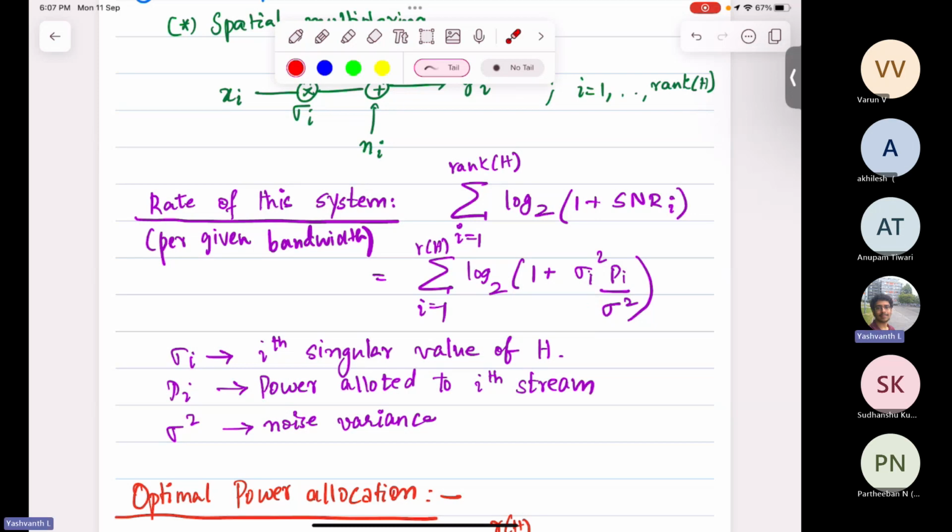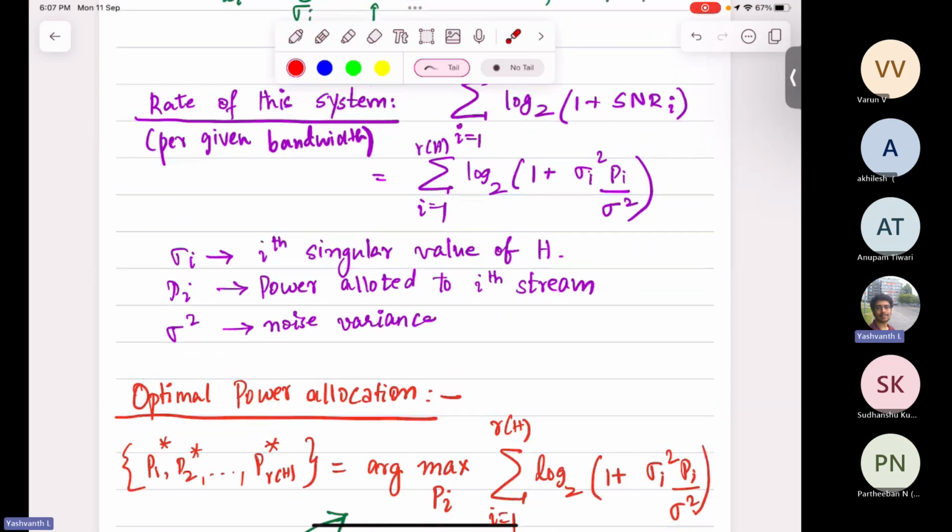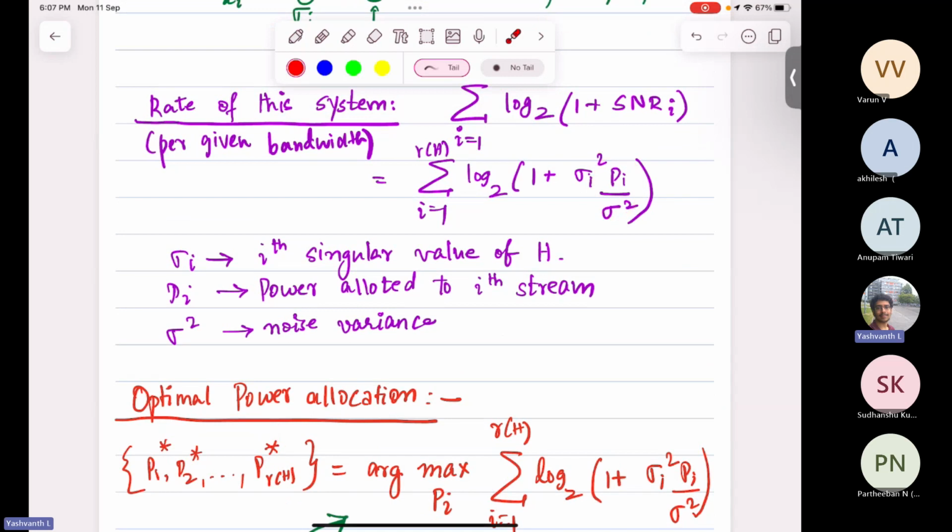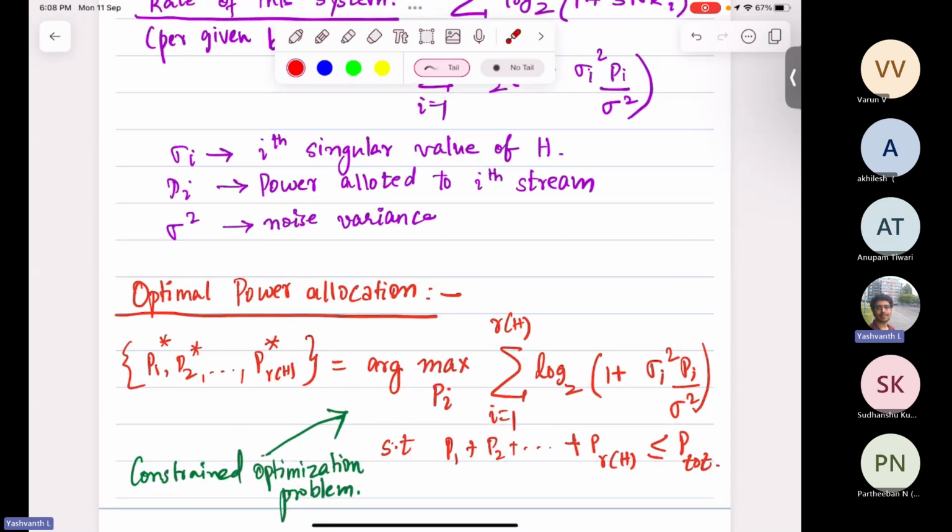So basically, if I want to maximize the rate of the system, as any ideal communication system would, the optimal power allocation problem is to find the set P_1, P_2, and so on till P_rank(H), because there are rank(H) number of streams, so there are as many powers as rank(H). I want to figure out all the optimal power allocation coefficients. What is the optimal power that I will allot to the ith stream, such that this sum rate is maximized?